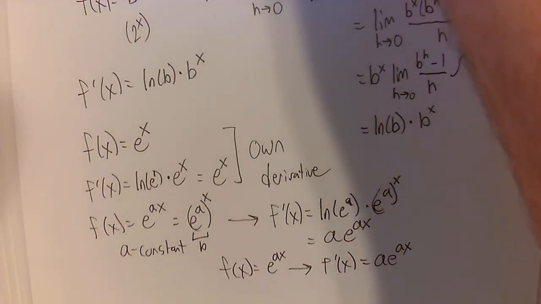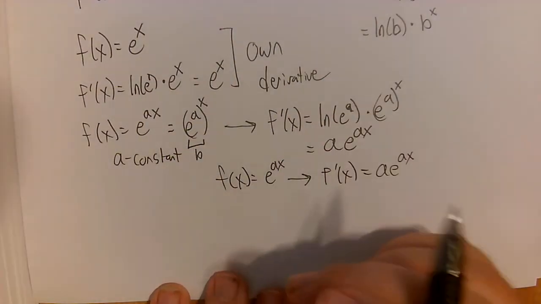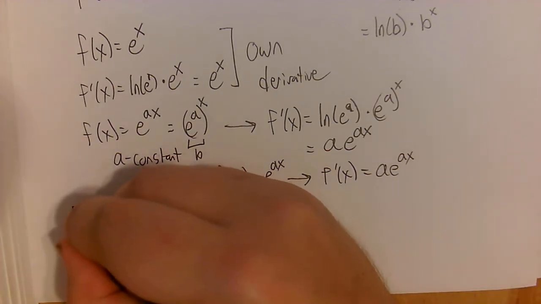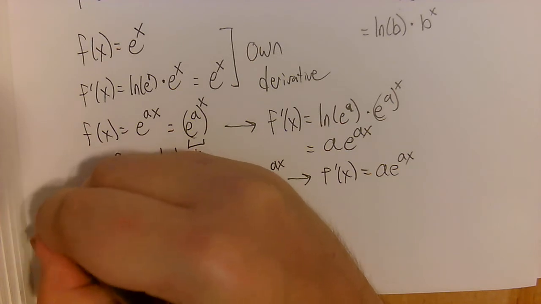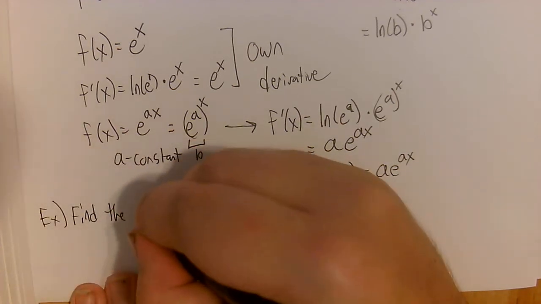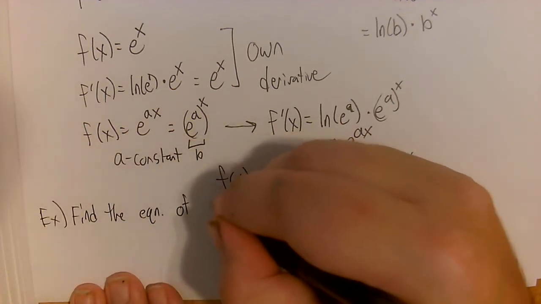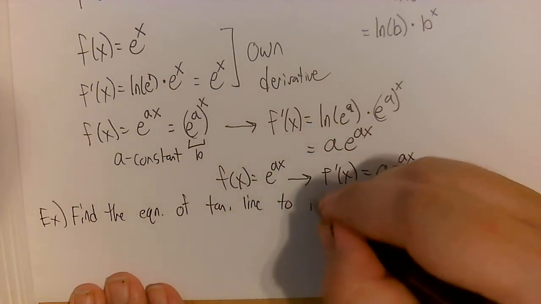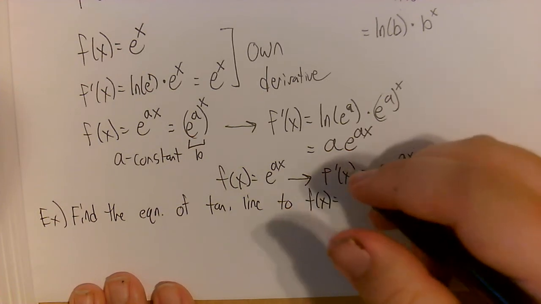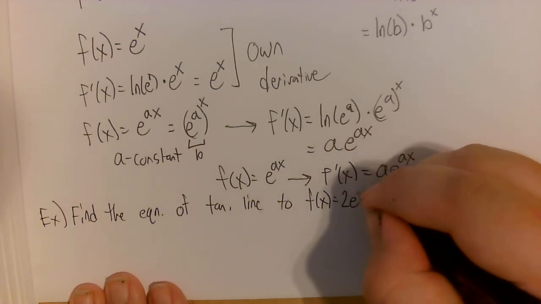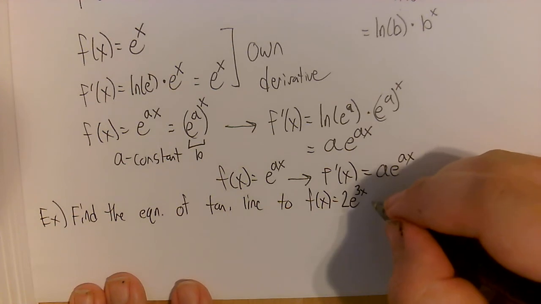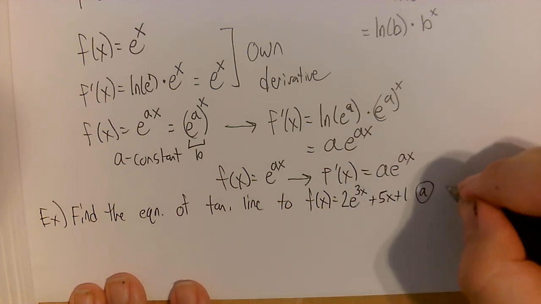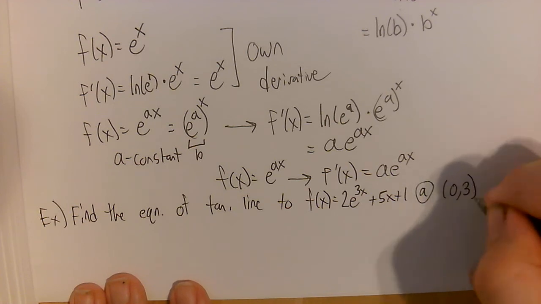All right, so that's how we do derivatives of exponential functions. So I want to do maybe 2 examples of this. My first example: find the equation of the tangent line to f of x equals 2e to the 3x plus 5x plus 1 at the point (0, 3).